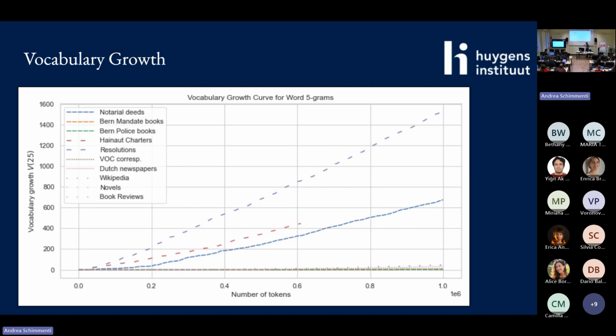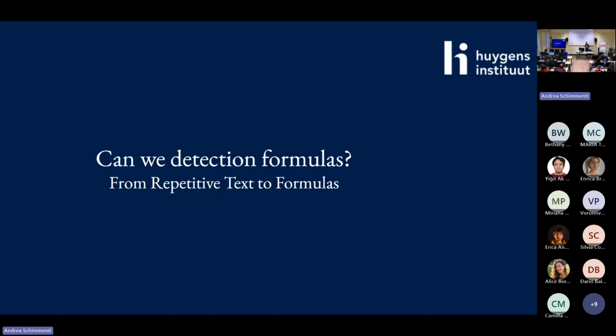But we can see here clearly how many 5-word phrases occur at least 25 times as we go over the corpus. And there are 3 that stand out: the notarial deeds, the charters and the resolutions. For the 2 other administrative corpora you don't see this rise, and that is probably because the text recognition has so many errors that every 5-word sequence has so many variations that you never build up this frequency. But if you just look at the texts themselves, you can already see the formulas jump out at you. So there's a very clear signal that this is what's going on.